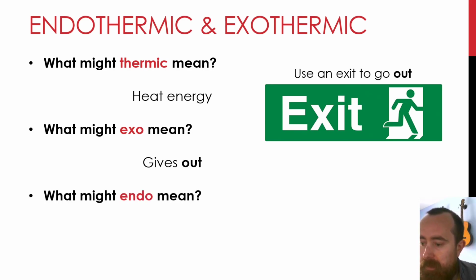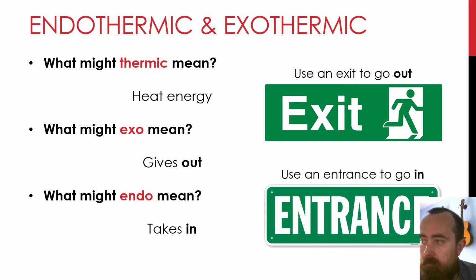Endo, you may have heard of endoskeleton or something like that, which is a skeleton on the inside of your body. An exoskeleton is a skeleton on the outside of your body. Endo, somewhere where you may have seen those first 2 letters before, is in the word entrance. We use an entrance to go into a building. So endothermic takes in heat energy. Because photosynthesis is taking in light energy, that must mean that it is endothermic, because energy is going in rather than coming out.